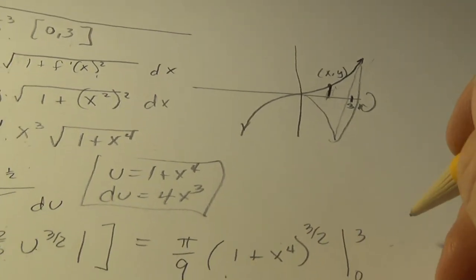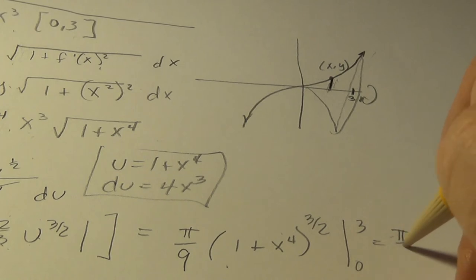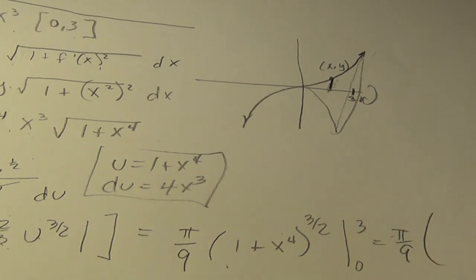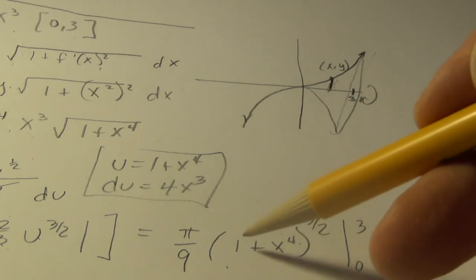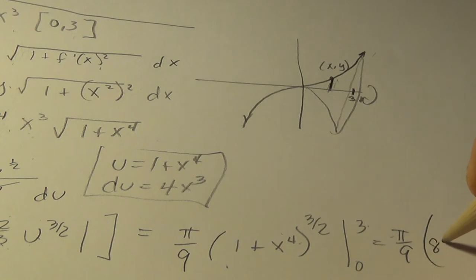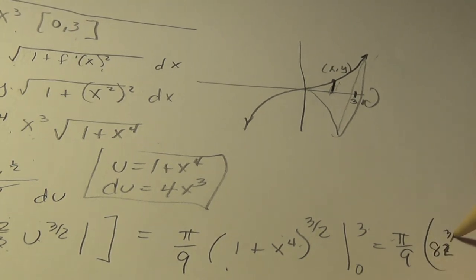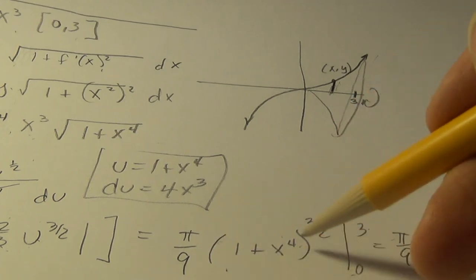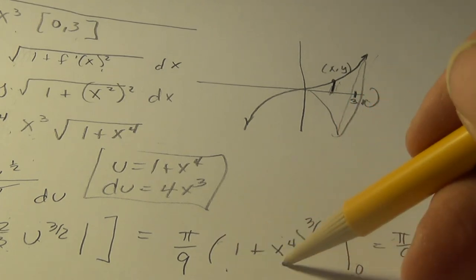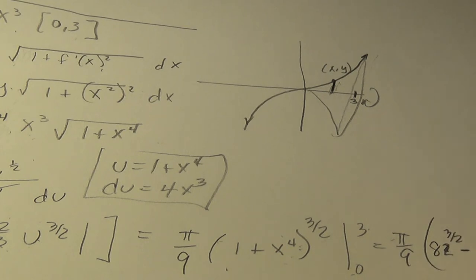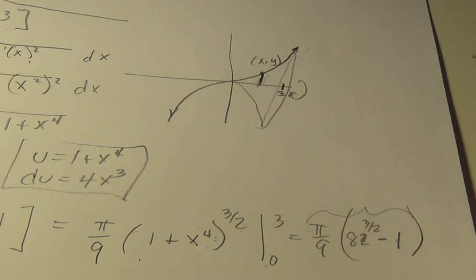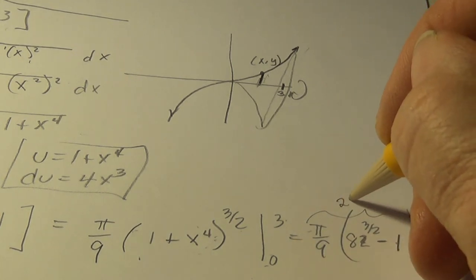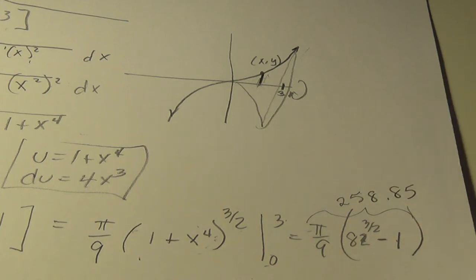So when I do that, I'm going to get pi over 9 times, what is 3 raised to the 4? 81 plus 1 is 82 to the 3/2 minus, this time the 0 does not zero out, so I get a 1 to the 3/2, which is just the 1. So from here, I can leave it like that, or I can switch to a calculator and get 258.85, and those are square units for surface area.